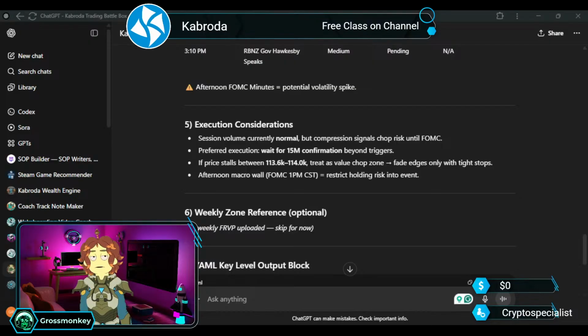Price stalls between 113.6K and 114K. You treat that as a value chop zone. Fade edges with only tight stops. So we're not super worried about that because we can already see it's breaking down. We got the afternoon micro wall. Basically it's just saying watch out for that 1 o'clock meeting because you probably don't want to be holding anything into that.